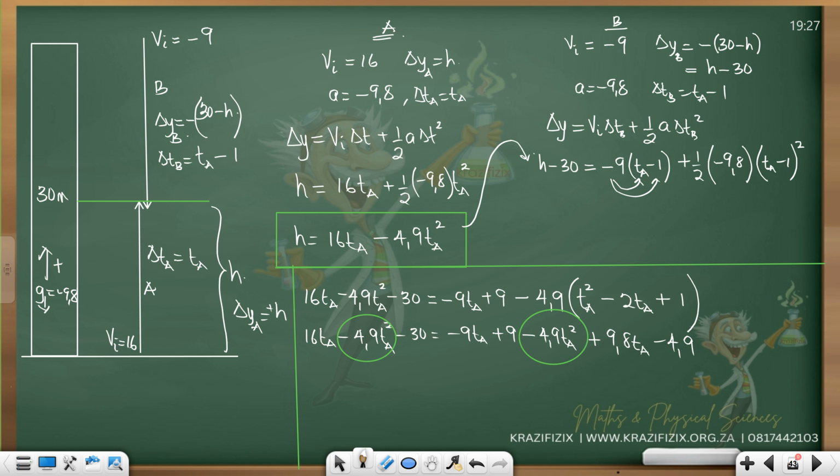Let's bring all our t's to the left. What do we have? 16TA plus 9TA. What other t do we have? Minus 9,8TA. Are you there? Let's put our numbers to the right. What do we have? This negative 30 becomes what? Positive 30 plus 9. All right, bring out your calculators, everybody, and get me TA. Basic grade 8 now.